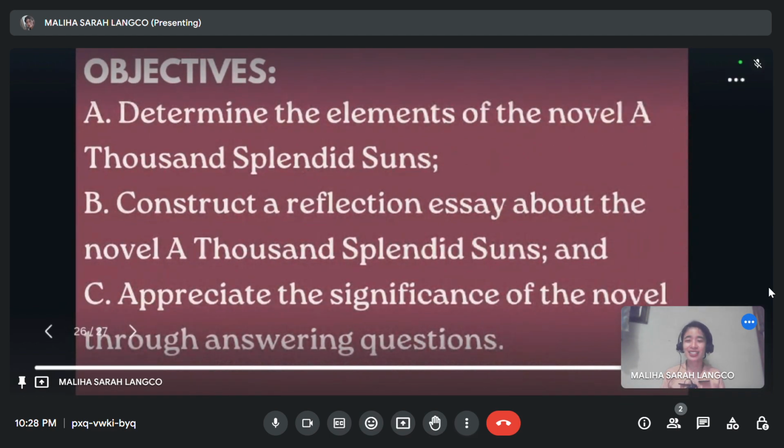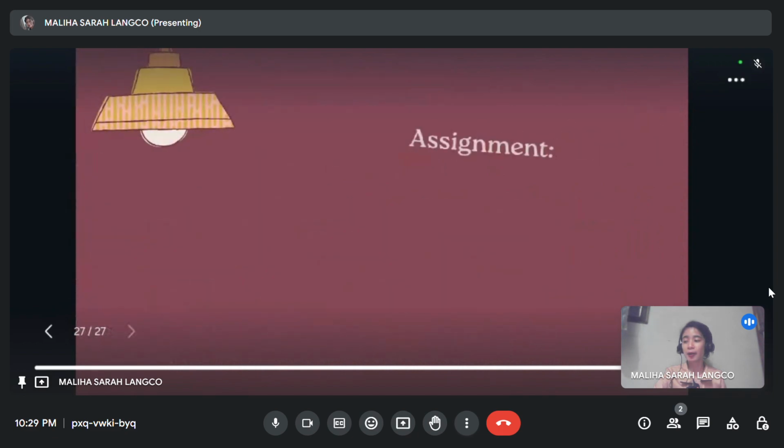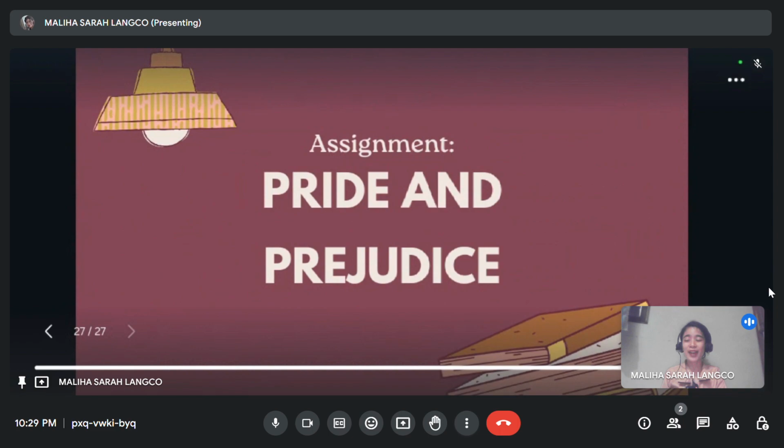Now let's review our objectives. Again, you have determined the elements of the novel A Thousand Splendid Suns, so very good. Construct a reflection essay about the novel A Thousand Splendid Suns to be passed to me in the face-to-face class session. And appreciate the significance of the novel through answering questions. Okay? Very good. Now, for your assignment, you have to read in advance about the elements of the novel Pride and Prejudice. Okay, very good. So I hope you've learned something.